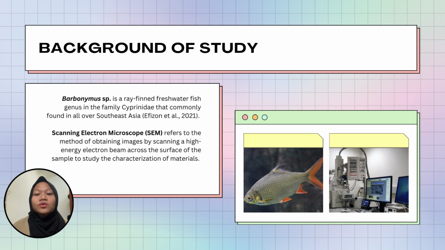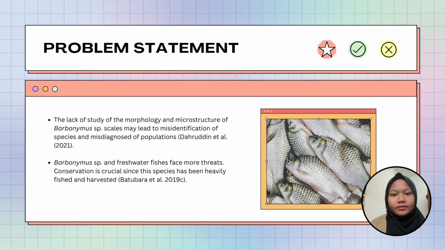It is used to generate a detailed visual image of the particle with high quality and spatial resolution, as well as to study the surface phenomena of various materials. The lack of study of the morphology and microstructure of Barbonymus species scales may lead to misidentification of species and misdiagnosis of population, as a lot of studies have focused on areas such as morphometrics and population dynamics.